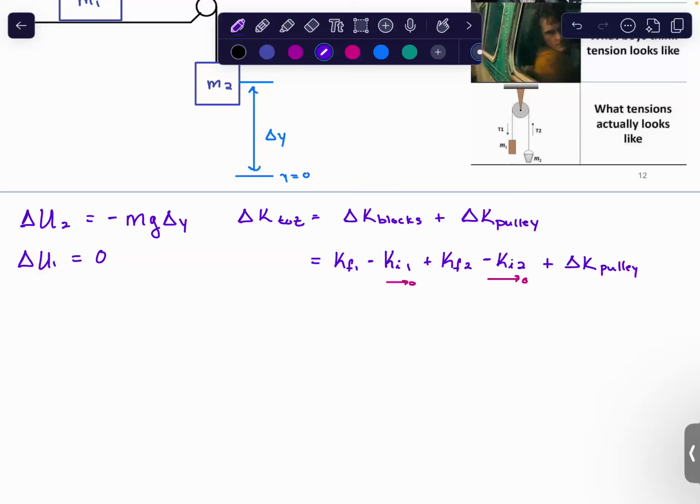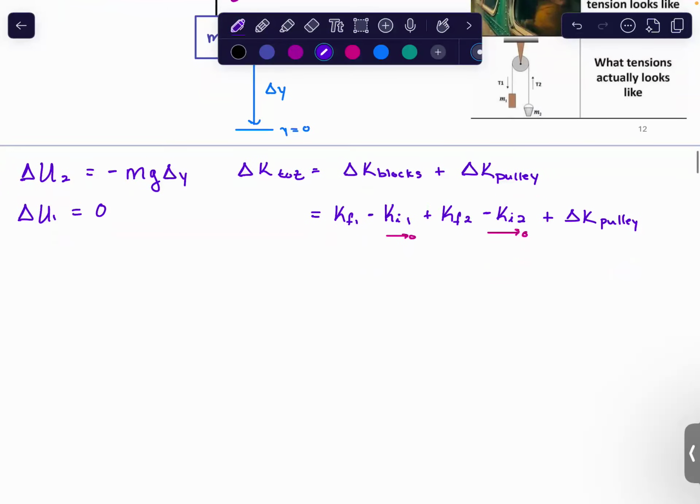Are going to be 0 because there's no motion starting out. So we'll say that, then we have final kinetic energy for mass 1, 1/2 m1 V squared. And I'm just putting in V, I'm not putting in V1 or V2 because they're connected by a cable. And so whatever velocity one mass is moving, the other one is moving the same velocity based on the fact that they're a single system.